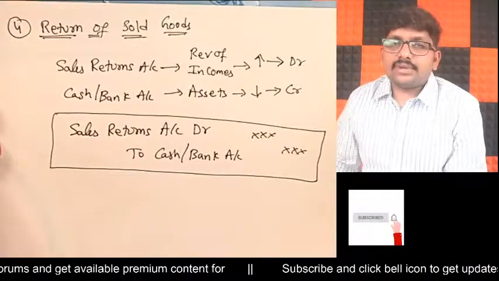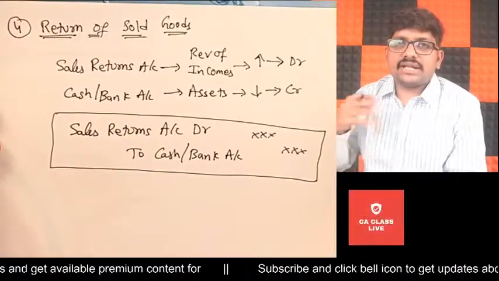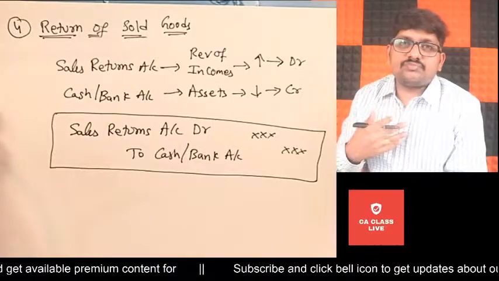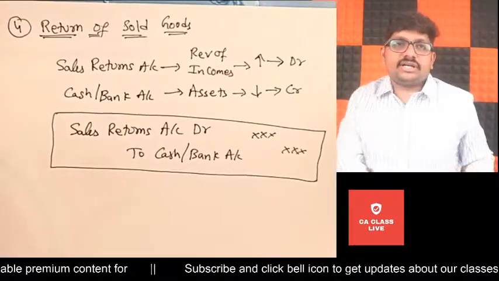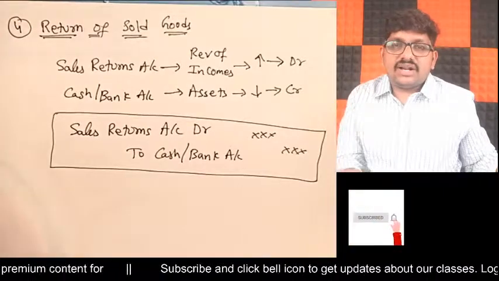Sales returns account debit to cash or bank, because you are returning the money. Your customers gave the goods back and you are giving money back to them. Got it, friends? So these are the 4 journal entries in a cash transaction.